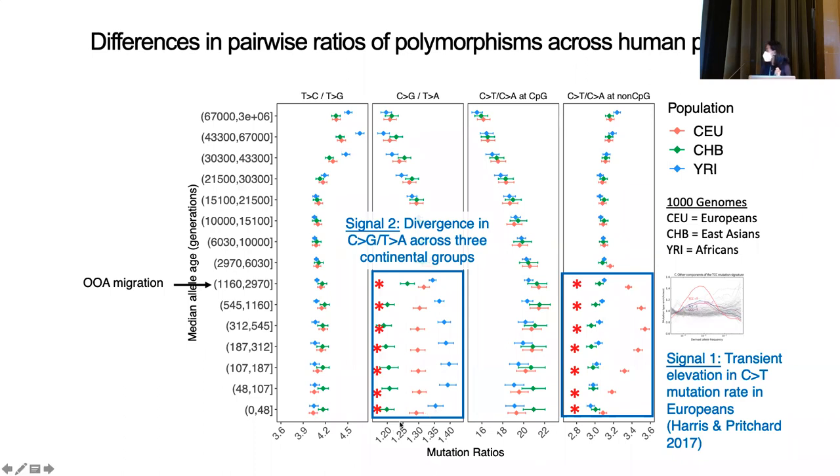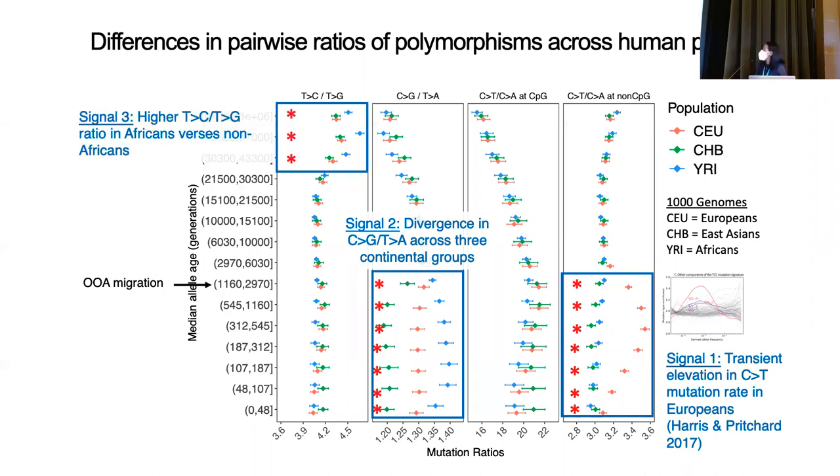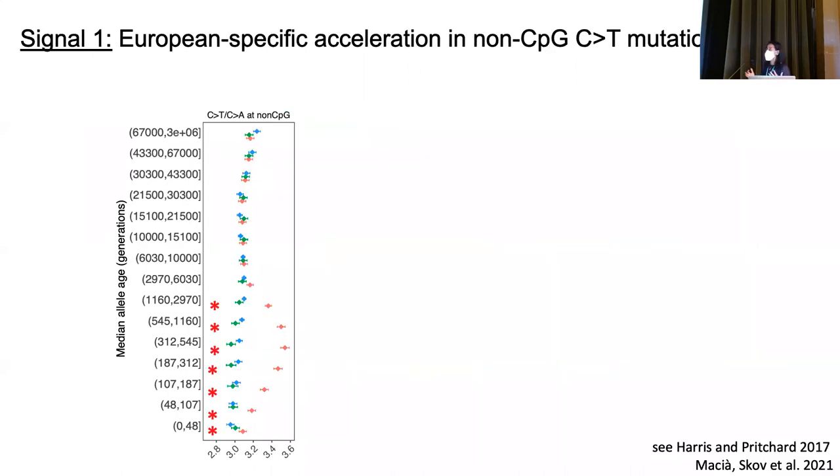And also very interestingly, unlike the TCC signal, which is almost over by the very recent time bins, we find that the C2G signal is still ongoing. And whatever the reasons might be, those factors are still present in the population, such that even if we took pedigree data, we would expect to find the signal. And then the third most interesting signal is that at very old ages, we find that Africans and non-African populations differ from each other. So we find the signal at this T2C to T2G mutations, where this ratio differs across Africans and non-Africans. So let's look at each of these signals in turn.